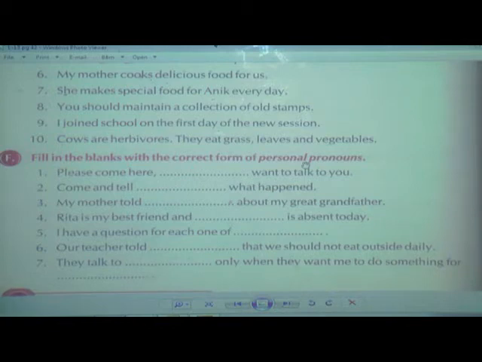Here, for personal pronouns we have seen first person, second person, third person. So all those words will come over here. For example, I, me, we, us, you, he, him, she, her, they, them and it. Now depending upon the sentence, when we read the sentence, automatically you will come to know which pronoun we have to use. Please come here, dash want to talk to you.